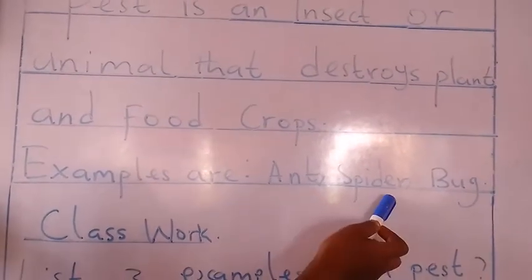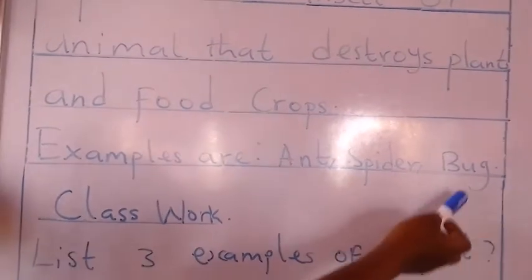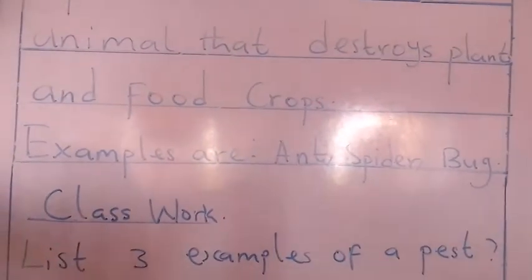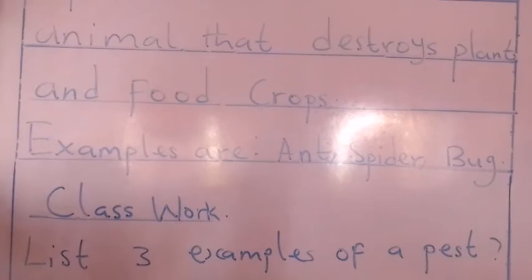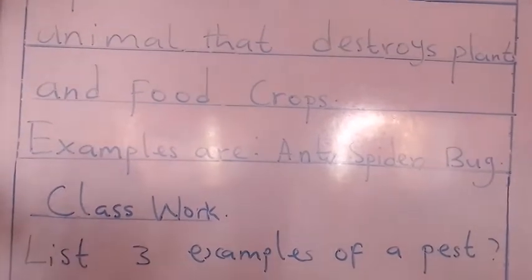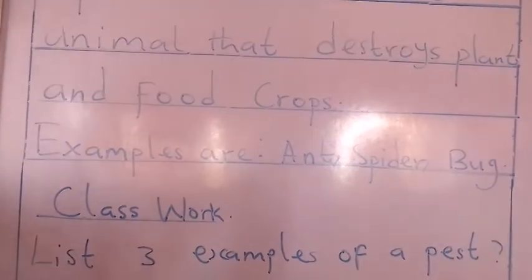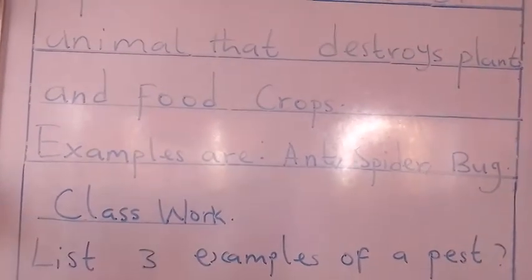We also have the spider. We have seen spider before. We also have the bug. And that will now lead us to the picture aspect of some of those examples, animals that can destroy plants and food crops. Okay, children, now let's go over to the picture chart that we have for this lesson.